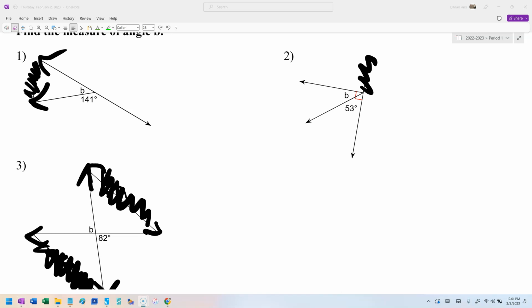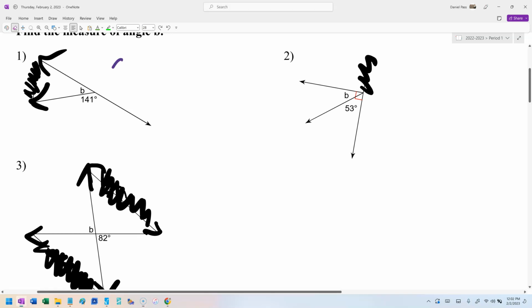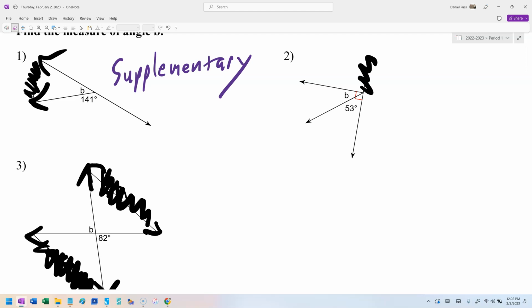How do we do this? So this is a supplementary angle. Very good. So since it's supplementary, it's not a right angle. So it's 180. So you do 180 minus 141. We borrow, and then you get 39. Very good. So equal to 39.